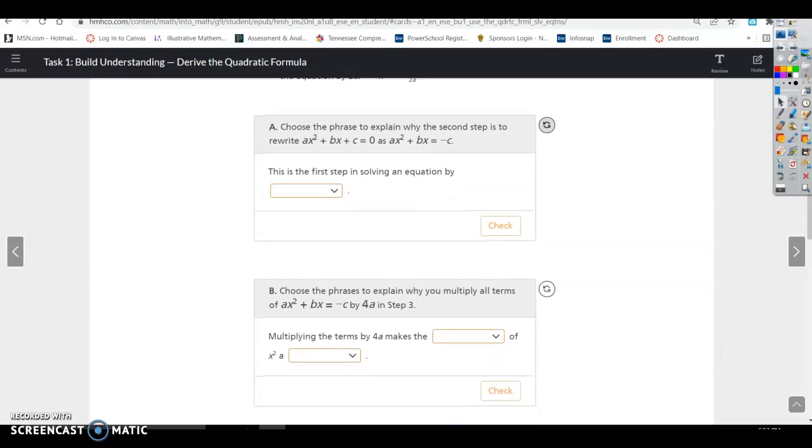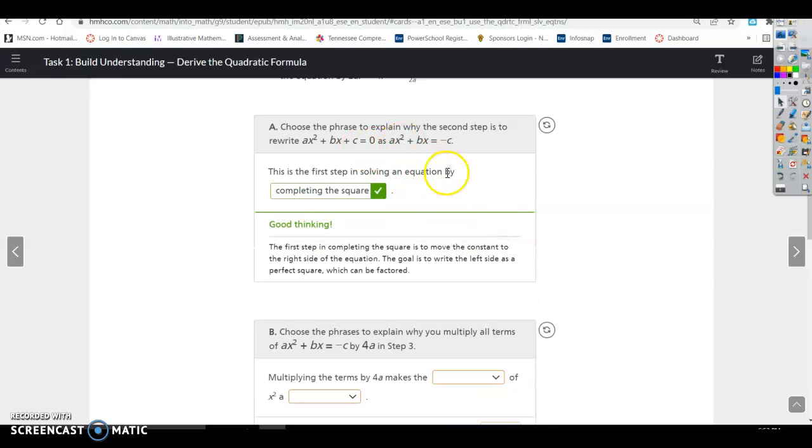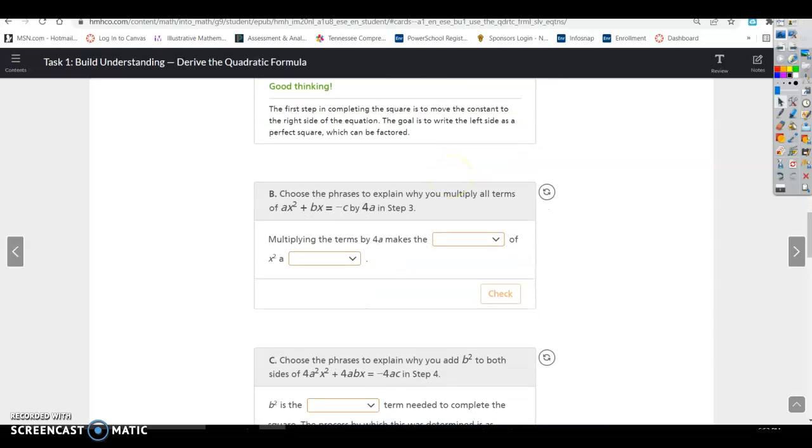All right, now let's see if we can answer these questions based on the quadratic formula. So it says choose the phrase to explain why the second step is to rewrite ax squared plus bx plus c equals 0 as ax squared plus bx equals negative c. All right, so the first step in solving an equation by completing the square, remember, we had to move the constant term out of the way so that we could find that perfect square to go there.